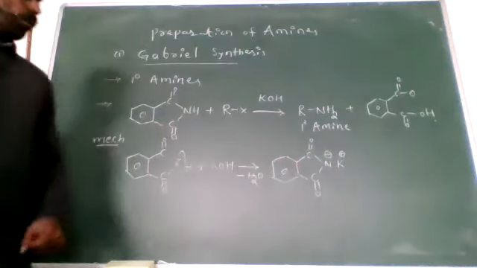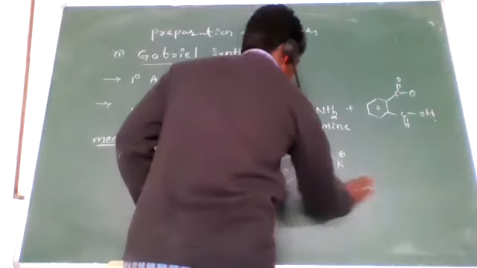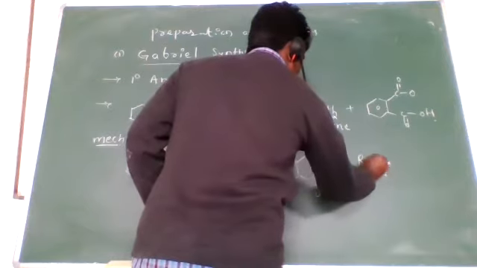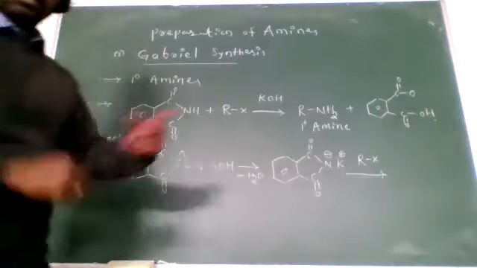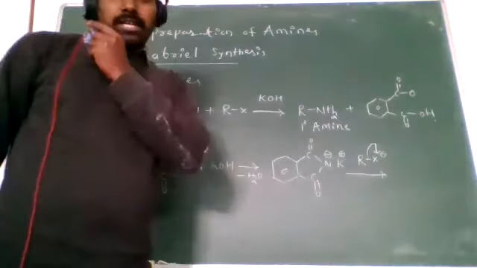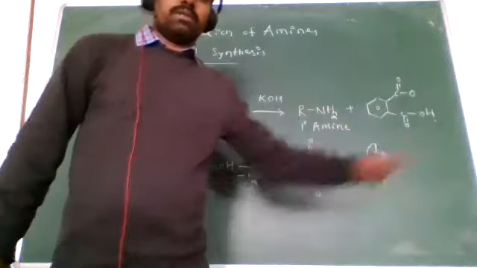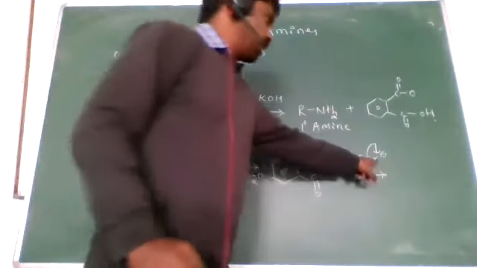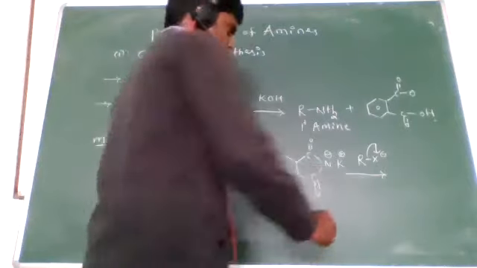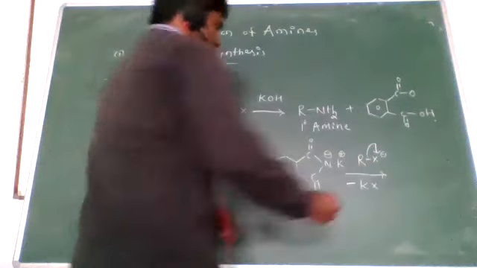Clear? Right. Now the potassium phthalimide may react with the alkyl halide. I am using alkyl halide in the next step. See here, the X gets a negative charge because halides are more electronegative compared to the alkyl group, so the electrons shift to the halogen side. Now here is the negative of the halide and the positive of the potassium, forming KX.